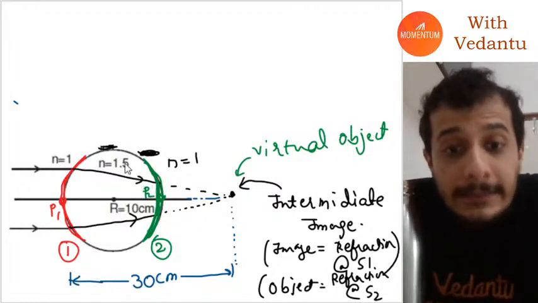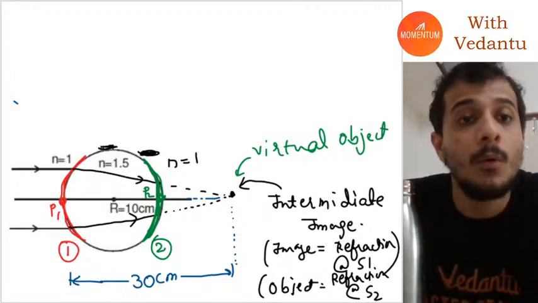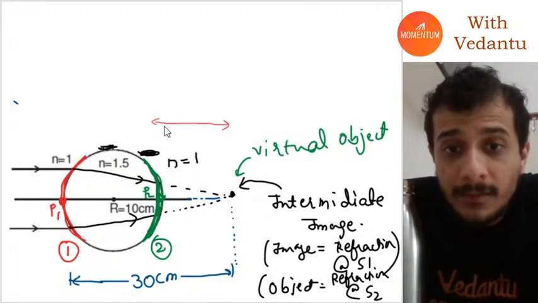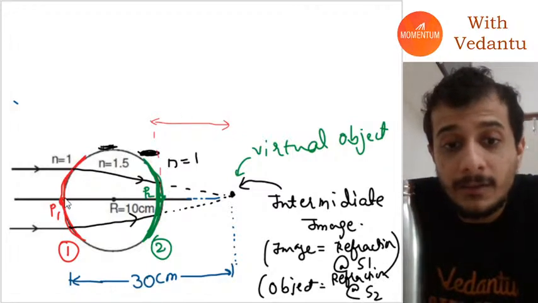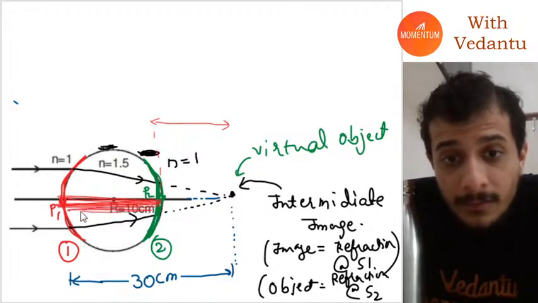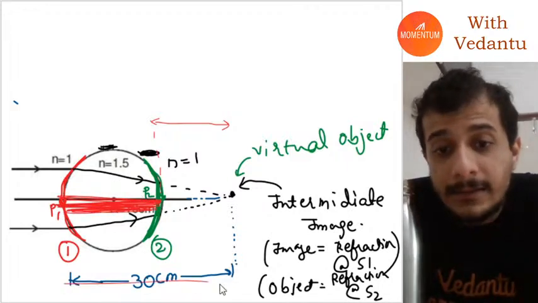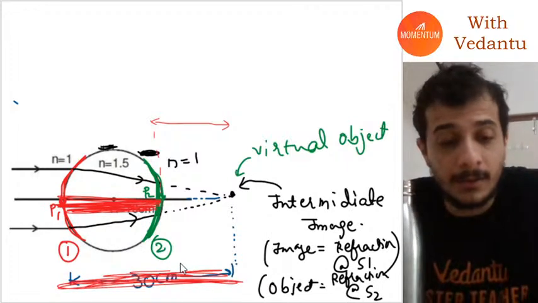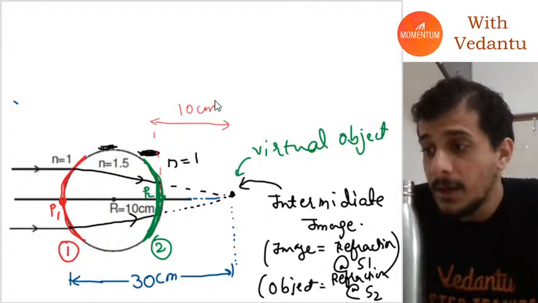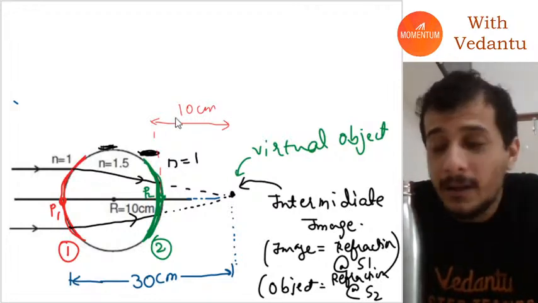And for this virtual object, what will be the object distance? This total distance, if you measure, guys, will be equal to 20 centimeter, and this distance is equal to 30 centimeter. So this distance will be 10 centimeter.